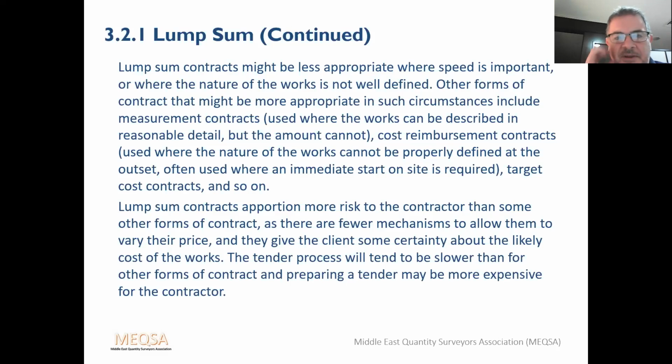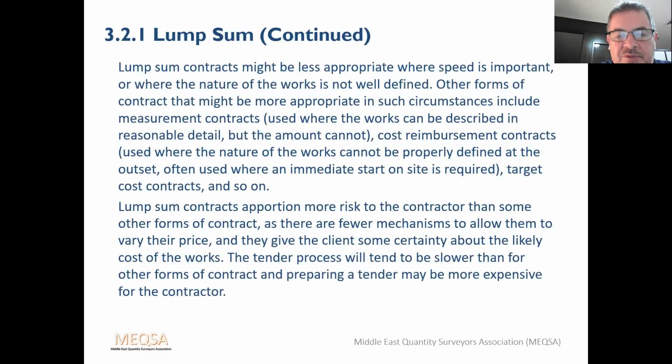Lump sum contracts might be less appropriate where speed is important or where the nature of works is not well defined. Other forms of contract that might be more appropriate in such circumstances include measurement contracts, which are used where the works can be described in reasonable detail but the amount cannot. Cost reimbursement contracts, which are used where the nature of the works cannot be properly defined at the outset, often used where an immediate start on site is required. Target cost contracts and so on, and I'll be dealing with them soon.